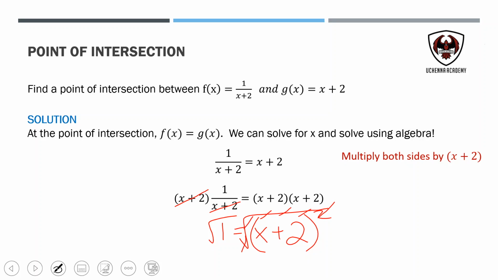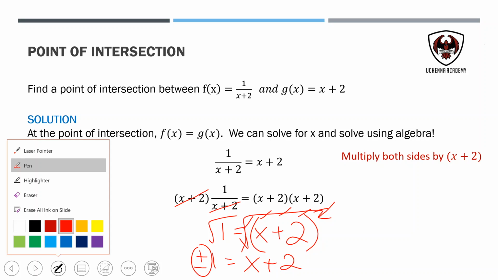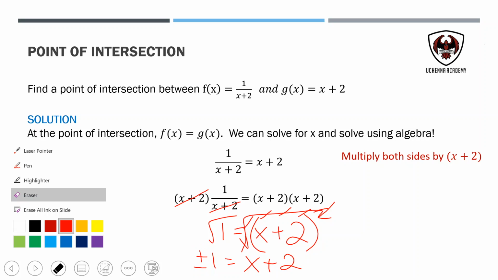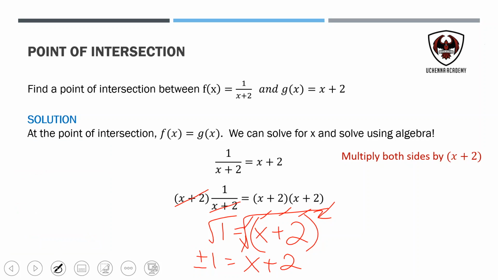And I'll end up with square root of 1, which is plus or minus 1, is equal to x plus 2. Don't forget the plus or minus 1. Oftentimes people will leave the plus or minus out, but when you take a square root of a number, the answer is either the positive or negative of that number. And then I can continue solving for x by throwing the +2 to the left side, and it'll become negative.